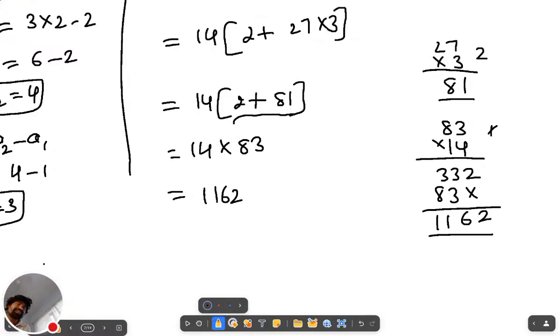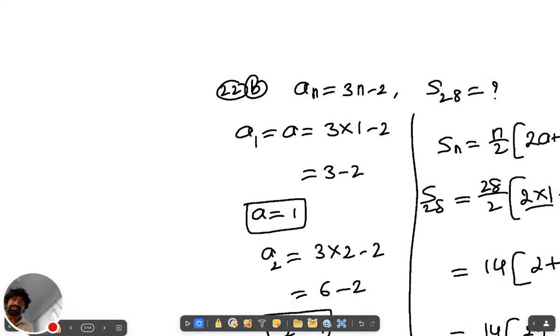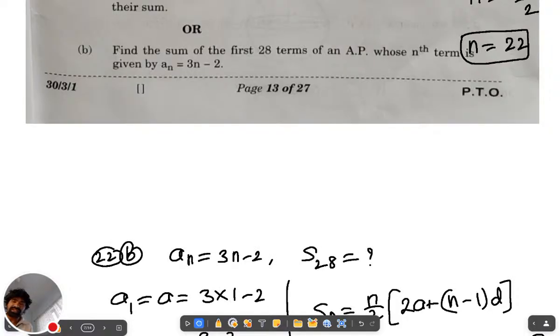So 1162 is the answer. Sum of 28 terms of that AP is 1162. Next, let's go to the next question. What is the next question here? The next question is on the next page, right?